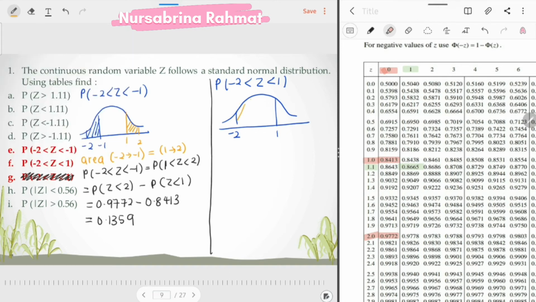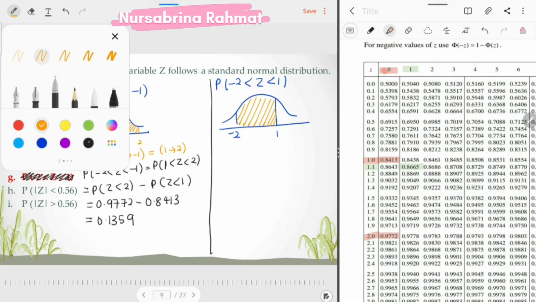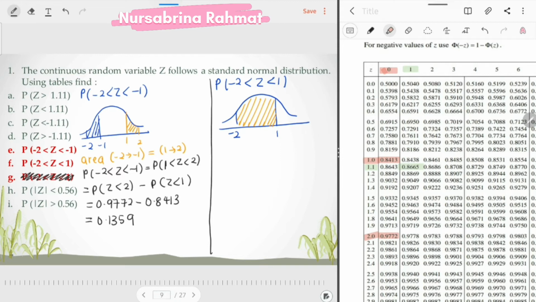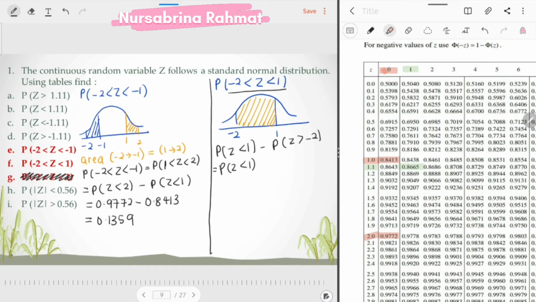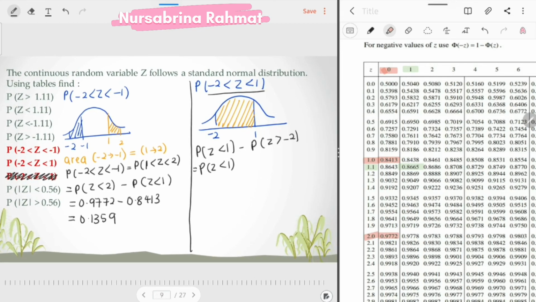Okay, so it's actually equal to P of Z less than 1 minus P of Z greater than -2. So this is based on the given interval. P of Z less than 1 is just fine. We can read it from the normal distribution table. What about P of Z greater than -2?